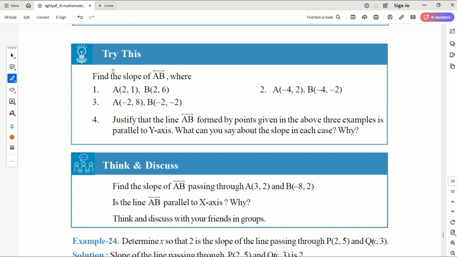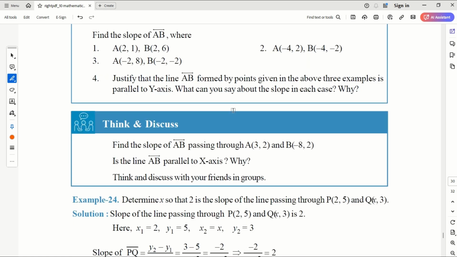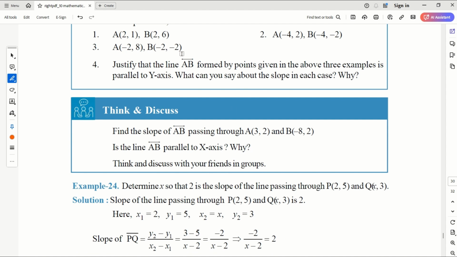This line is parallel to the x-axis. Correct? Same thing here. The x coordinates are not changing, so x2 minus x1 you will get 0, which means this line is parallel to the x-axis. Same thing here, it's parallel to the x-axis. If a line is parallel to the y-axis, then slope will be tan 90, which is 1. Correct?